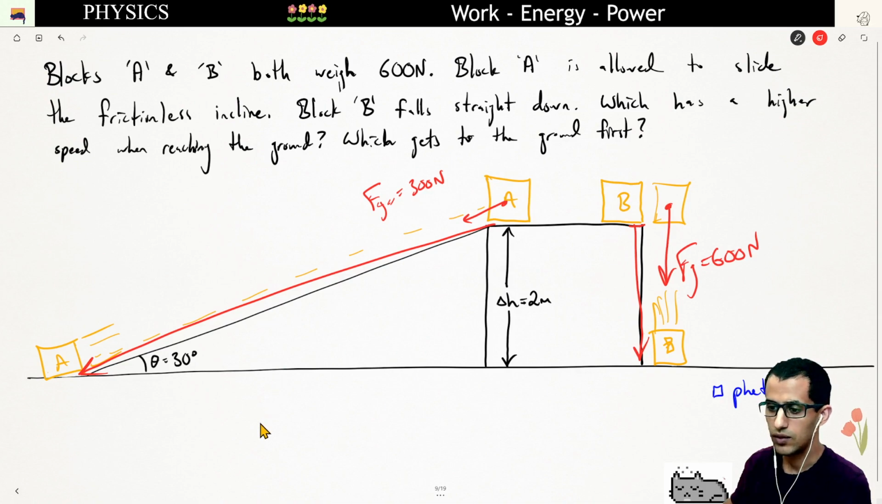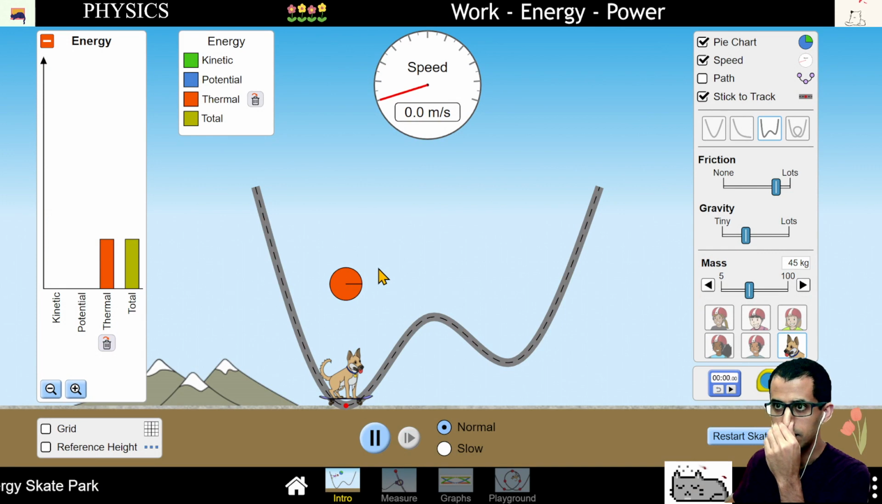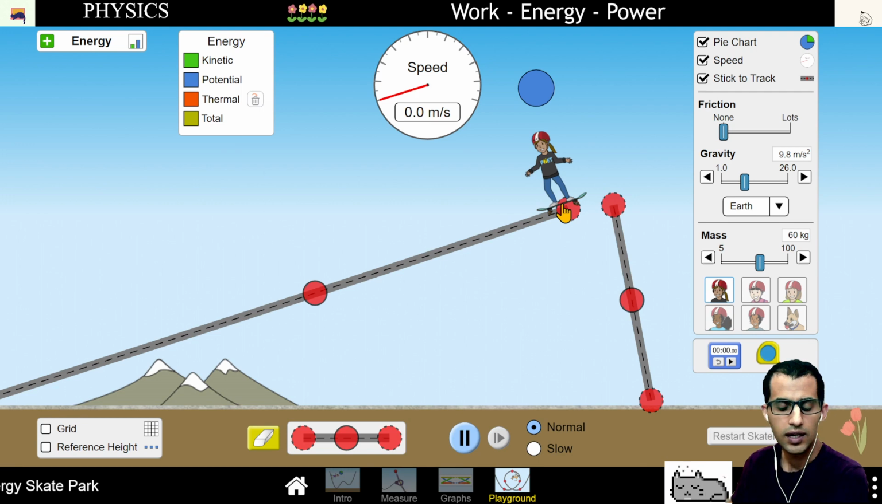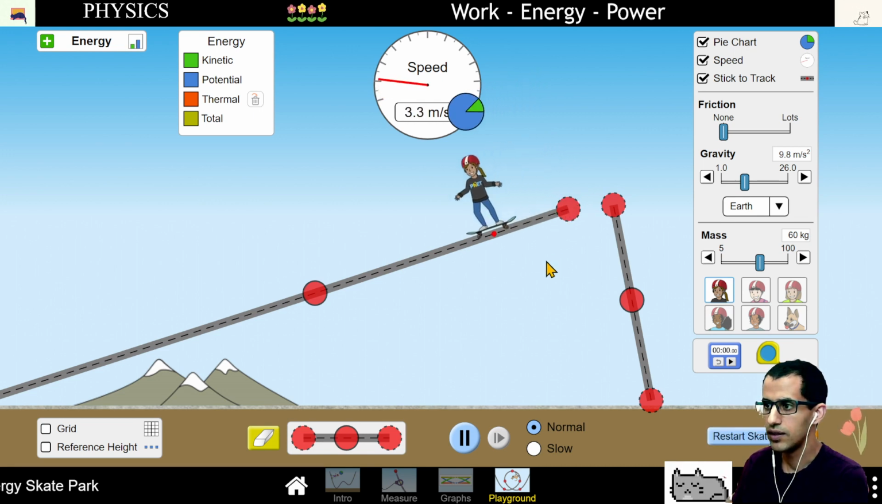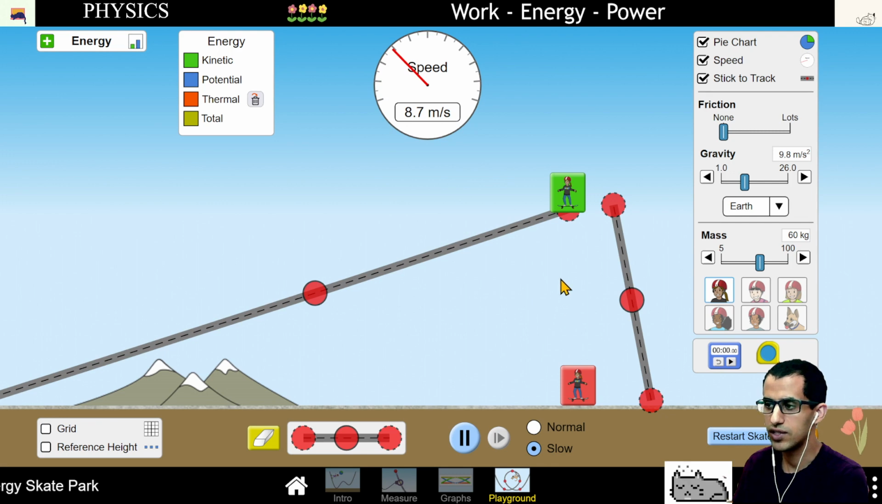And we can show that in our PhET simulation. Here, I can have the girl start at this height and go down the ramp. And we can keep track of her velocity using the speedometer. So let's see how fast she's moving at the end. I can slow this down a bit so we can see. And when she reaches the bottom here, she's moving at about 9 meters per second.